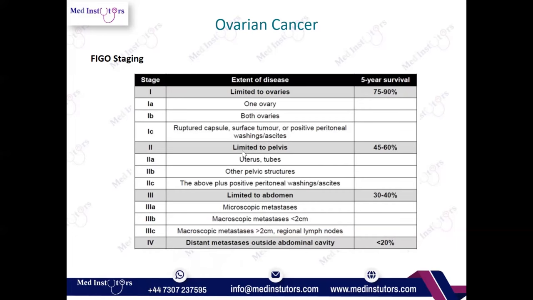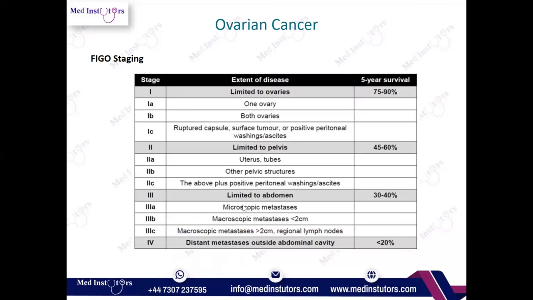Okay, so the second stage is limited to the pelvis. We have again A, B, and C substaging. When we look at 2A, it involves the uterus and the fallopian tubes. In 2B, other pelvic features are also involved. In 2C, these above features plus ascites or peritoneal washing. This is common with every C substage: peritoneal washing or ascites.